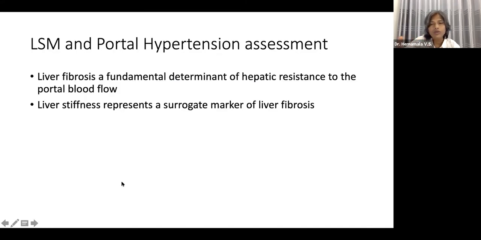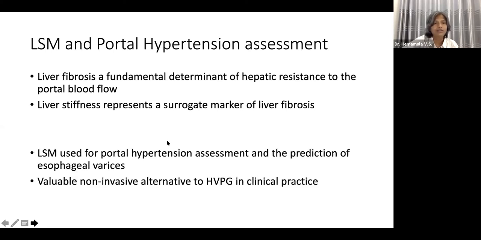So now we know that fibrosis is an important component, and next we have to know the portal hypertension. Fibrosis is the one which determines the hepatic resistance to the portal blood flow. Liver stiffness represents a surrogate marker of fibrosis. So this liver stiffness measurement we use to assess the degree of portal hypertension. Numerous studies have been done in the last 15 years to assess whether we can use LSM to assess the degree of HVPG in clinical practice.